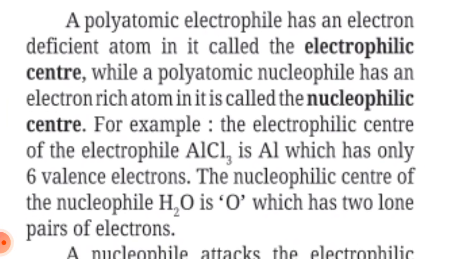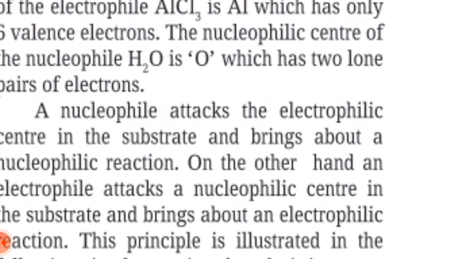A polyatomic electrophile has an electron-deficient atom in it called the electrophilic center, while a polyatomic nucleophile has an electron-rich atom in it called the nucleophilic center. For example, the electrophilic center of the electrophile aluminium trichloride is aluminium, which has only 6 valence electrons. The nucleophilic center of the nucleophile water is oxygen, which has 2 lone pairs of electrons.